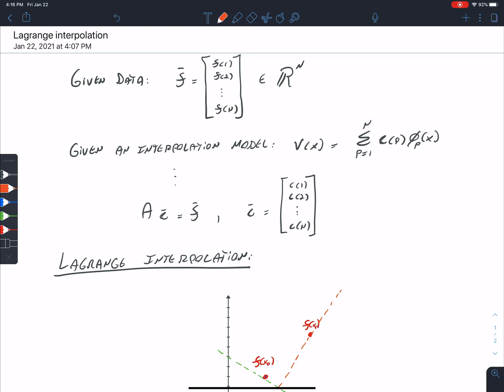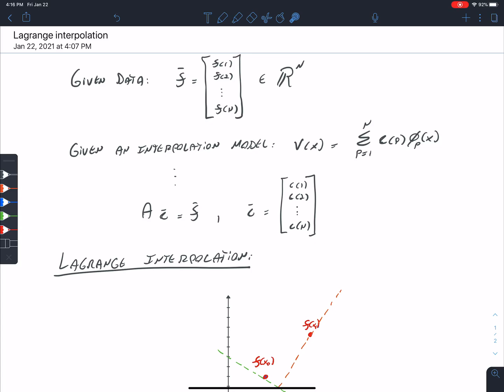So in this video, we're going to resume our lectures on interpolation, and we're going to talk specifically about Lagrange interpolation, which is a simple method, a simple trick to actually compute the coefficients of a polynomial that interpolates given some data points, right? So let's recap a little bit.